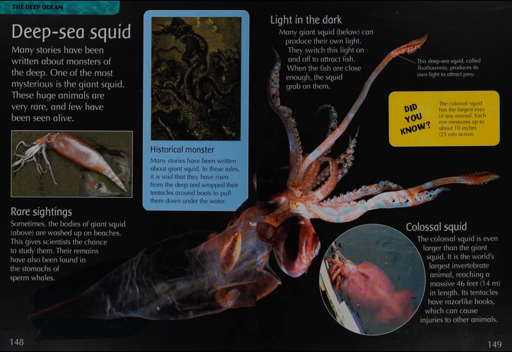They switch this light on and off to attract fish. When the fish are close enough, the squid grab on them. This deep-sea squid, called Toothowenia, produces its own light to attract prey.